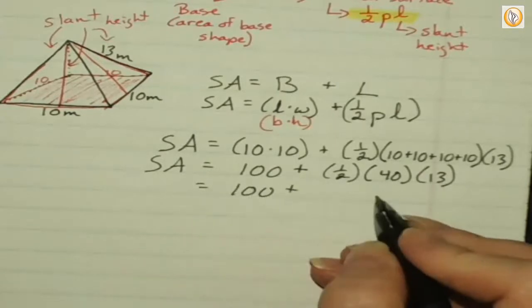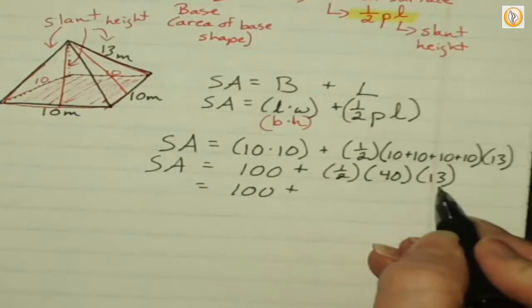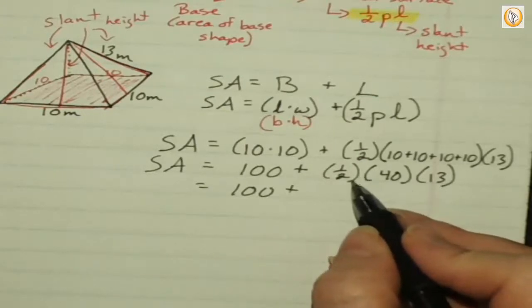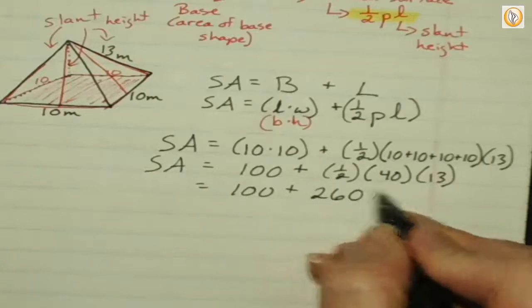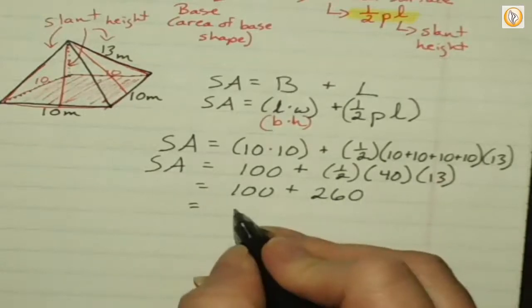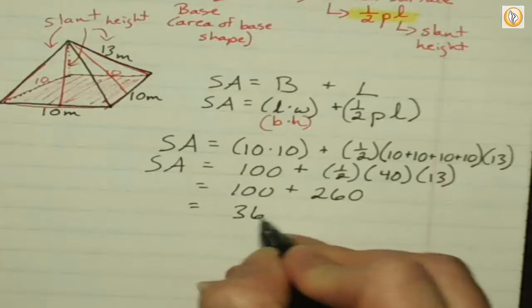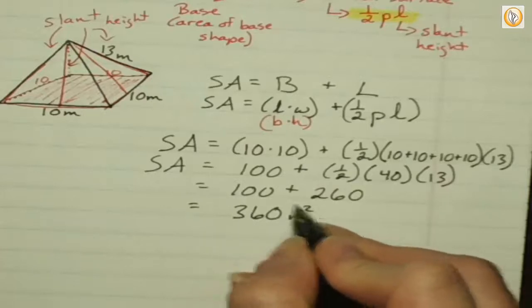All right. Then 40 times 13 divided by 2 is 260. And then we add those together and we get 360 meters squared.